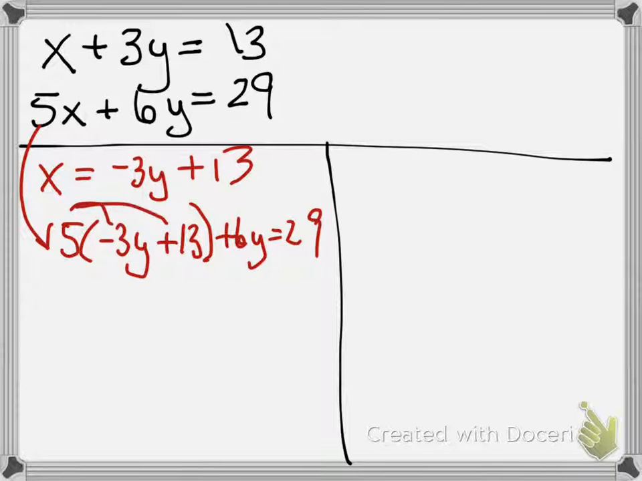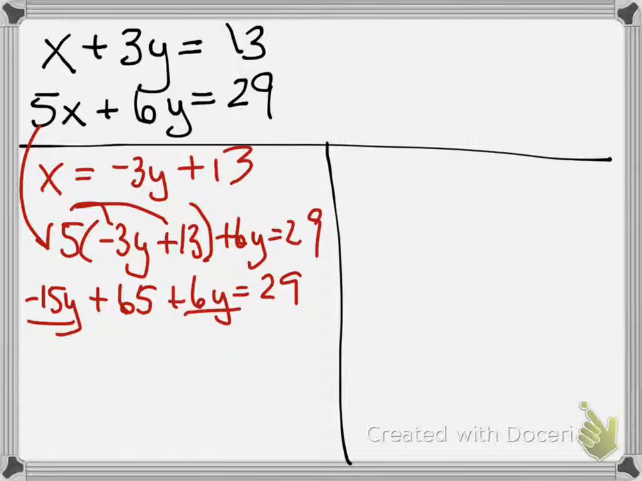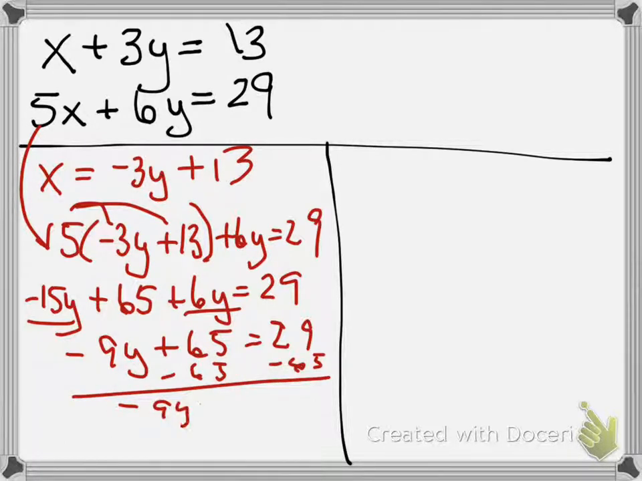Okay, distributive property now. 5 times negative 3y is negative 15y. 5 times 13 is 65, plus 6y equals 29. Combining like terms, negative 15y and positive 6y would be negative 9y, plus 65 equals 29. Now I'd have to subtract 65 from both sides. Sorry, my writing's bad. Negative 9y equals negative 36. If I divide both sides by negative 9, y would equal 4.